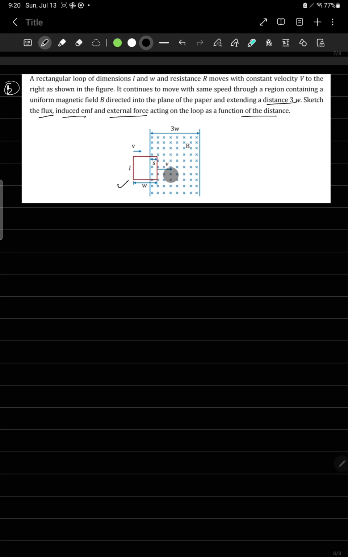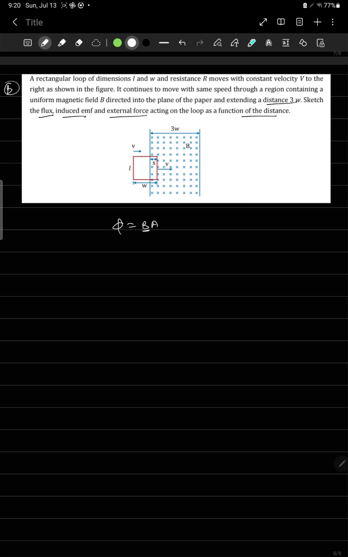That means the magnetic field into the plane is increased. So my flux is changed. If flux is changing, EMF will be induced. Now how is the flux changing? You can see the loop is moving with constant velocity V. So we can say that the magnetic flux is increasing at a constant rate. Phi is equal to B into A, and B is basically increasing at a constant rate, right?